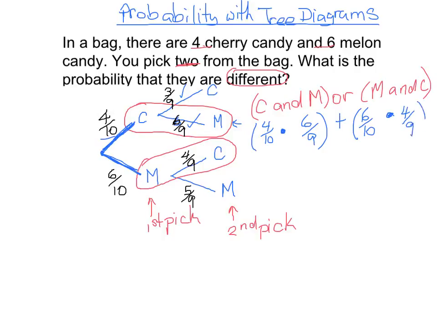of 9. So when we calculate all of that, we should get, let's see, 24 over 90 plus 24 over 90, which gives us 48 over 90. Now, let's see where we could go from here.